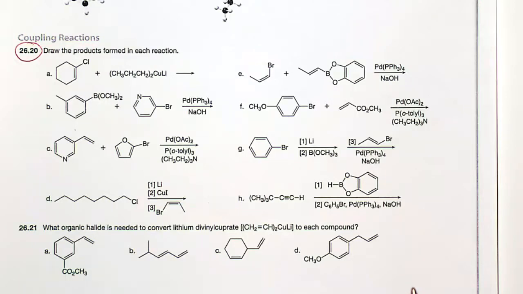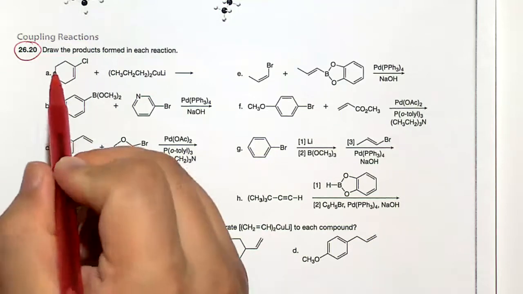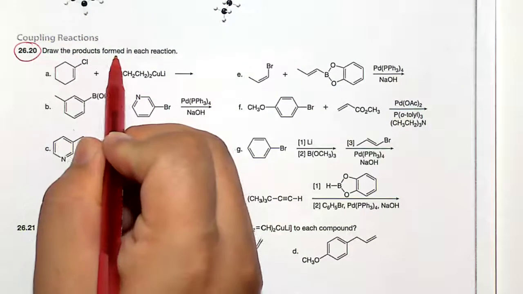Chapter 26 is C-C bond forming reactions in organic synthesis. First, you should recognize what kind of coupling reactions these are, and then find the two carbons which are going to make the new bond, connect them, and then redraw the product. Draw the product formed in each reaction.